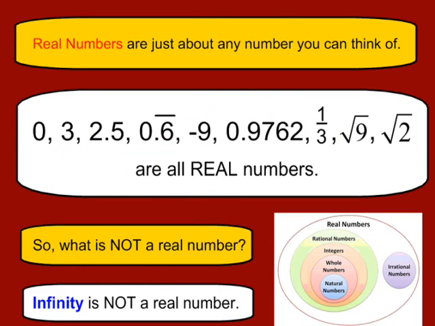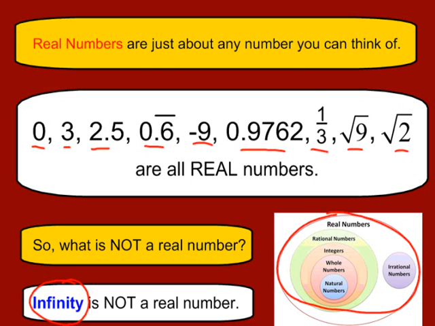Real numbers are just about any number that you guys can think of. Zero is a real number, whole numbers, decimals, repeating decimals, negative numbers, terminating decimals, fractions, square roots. These are all examples of real numbers. So what wouldn't be a real number? Infinity is not a real number. And if you look at our chart here, real numbers would include all of the different types of numbers that we're about to talk about.